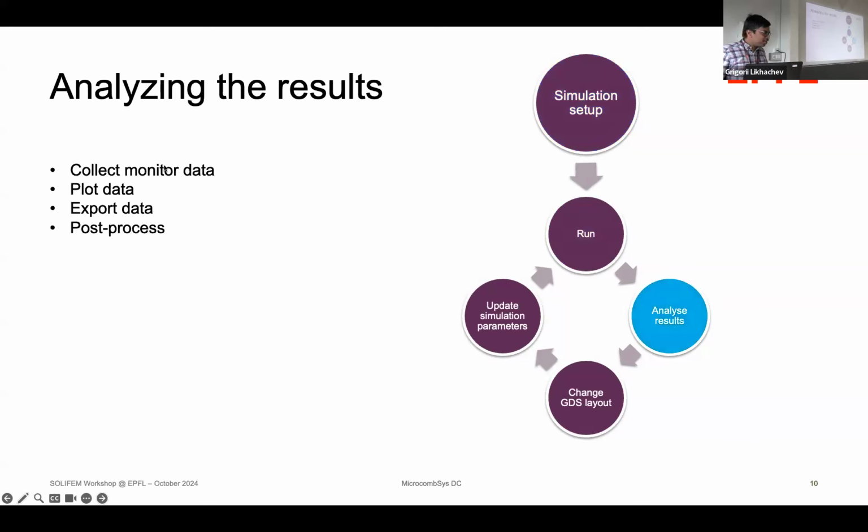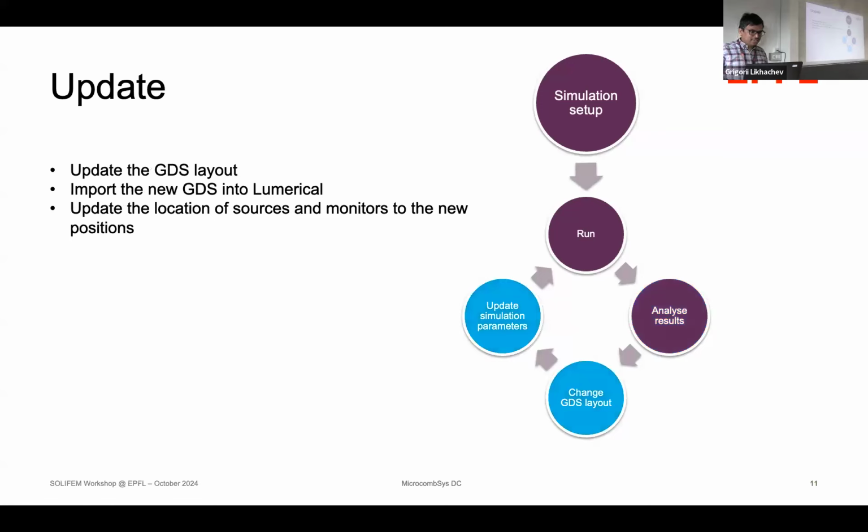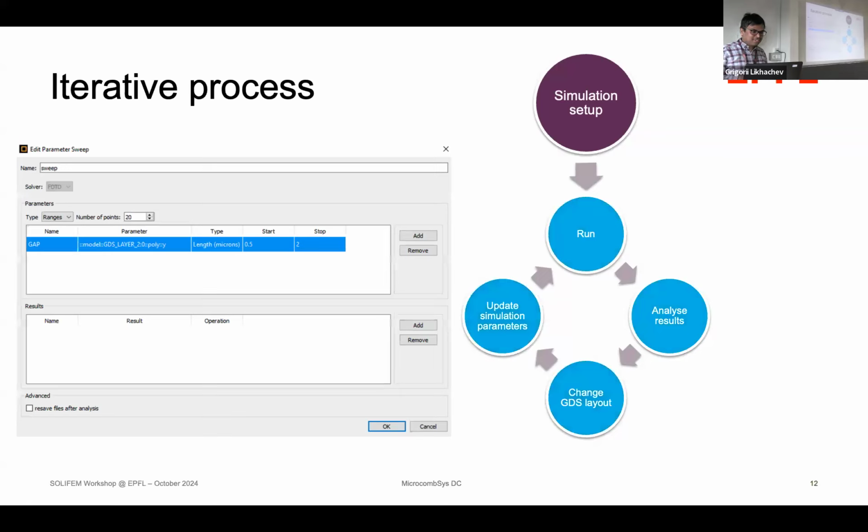Then you collect your monitor, plot the data, post-process it, and get the required parameter that you would like to see. And finally, you might not get your desired results, so you might need to update your GDS layout and import the new GDS into Lumerical, and accordingly, you might need to update your sources and monitors to these new positions. So you see that this is going inside a loop, and this is an iterative process.